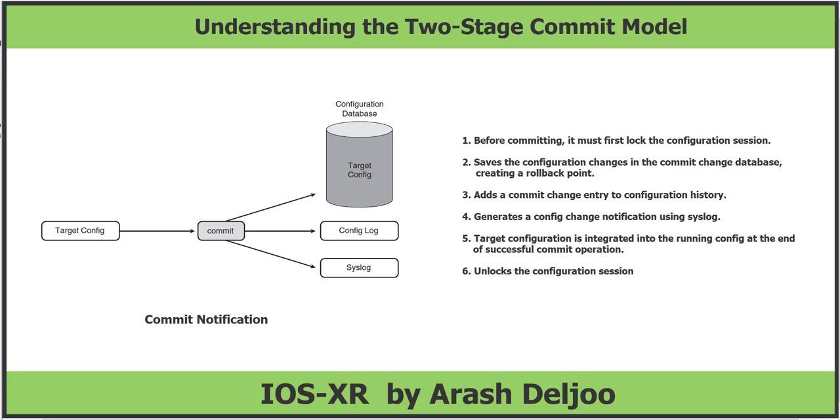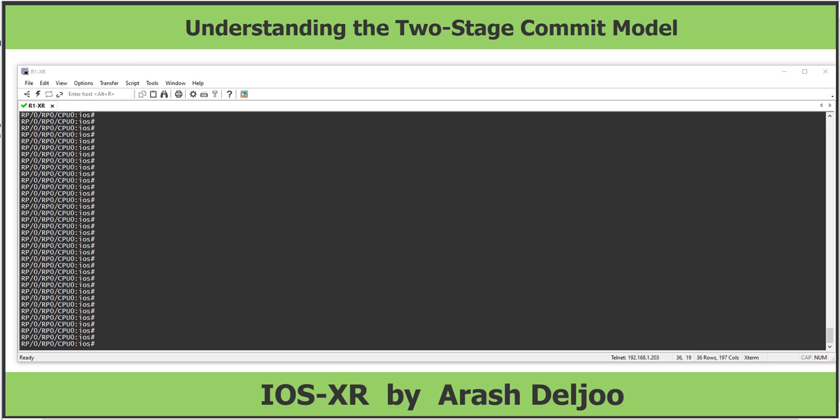And step 6 unlocks the configuration session. Each time a new configuration is built and committed, Cisco IOS XR adds a commit change entry to the configuration history and generates a configuration change notification using syslog. Alright, now let me show you the configuration log notification during commit.